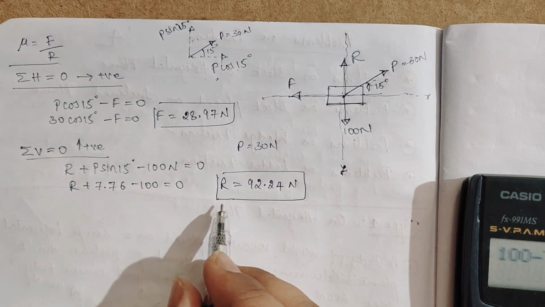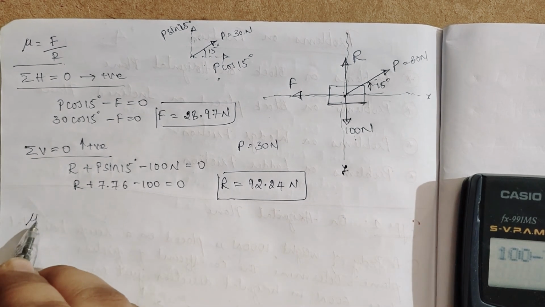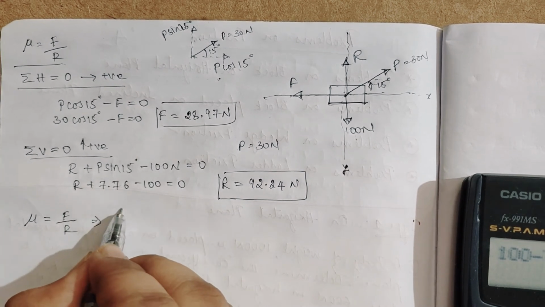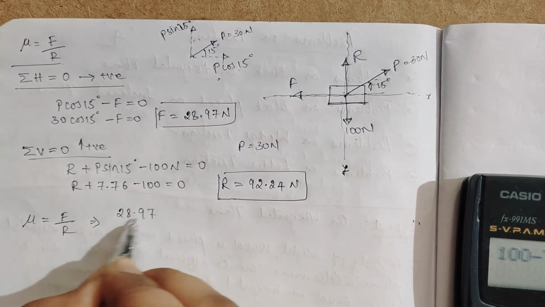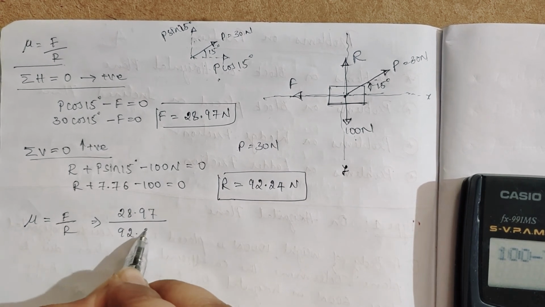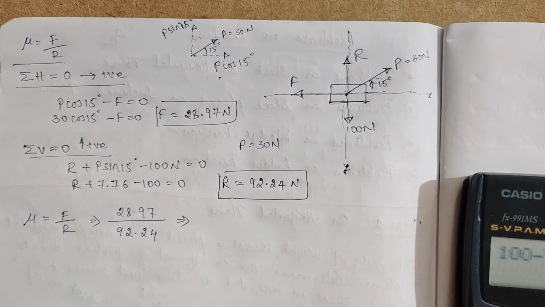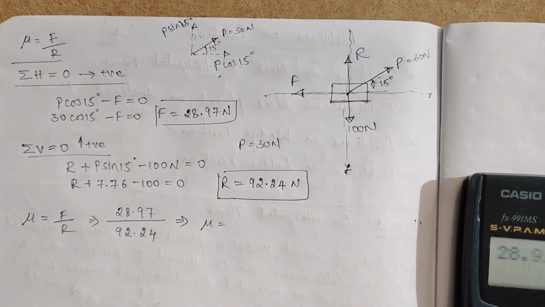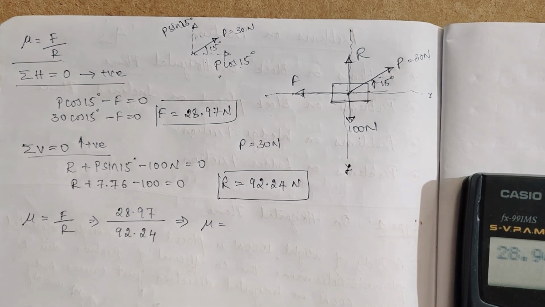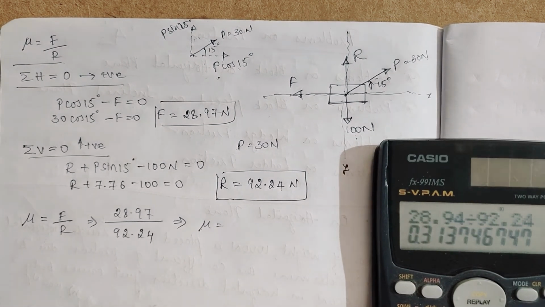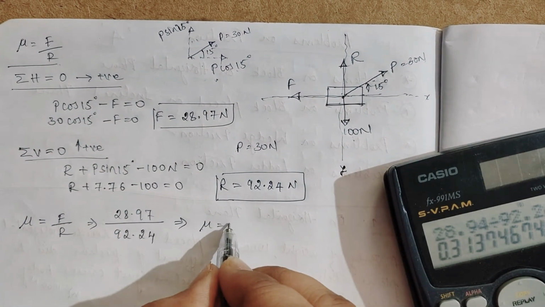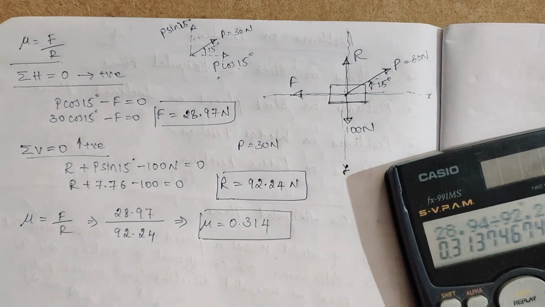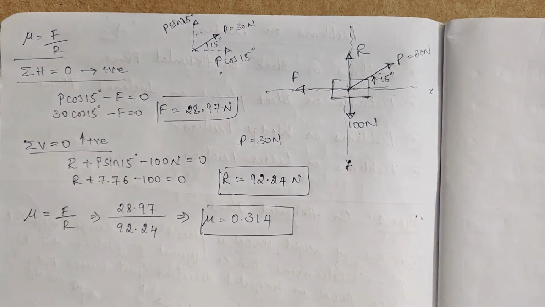Okay, so what we need to find is mu, that is F by R, that is nothing but 28.97 divided by 92.24, which will fetch us mu is equal to 28.97 divided by 92.24, which is 0.314. This is the value of mu. So this is how we solve the problem.